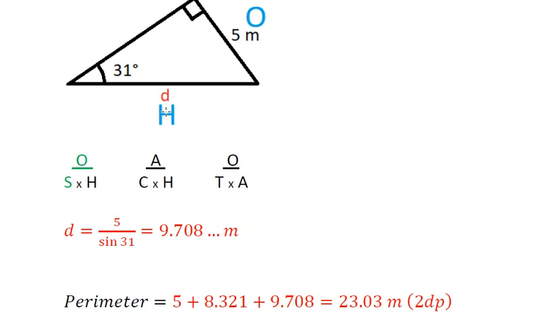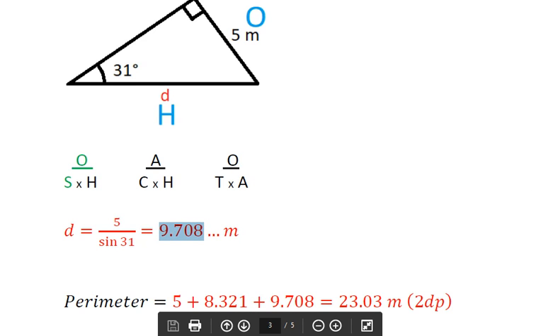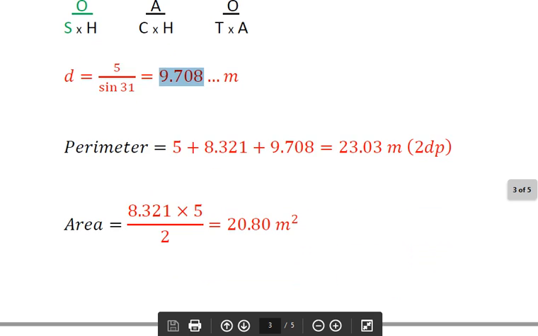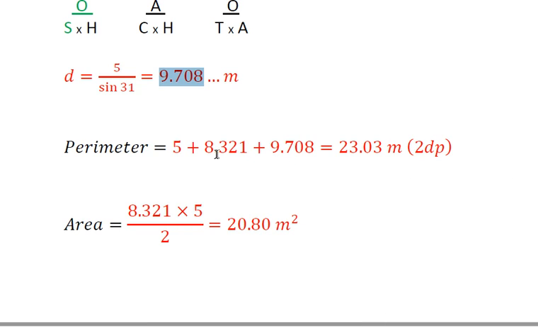D is our H, and when D is our H here, we can cover up our H including the times. We're left with O over S. So D, which we're trying to work out, is equal to our O over our S. Our O is 5 and our S is sine of the angle again 31. Put it into a calculator and you'll end up with 9.708 meters. Take an extra decimal place at least or more to ensure that your final answers are accurate.